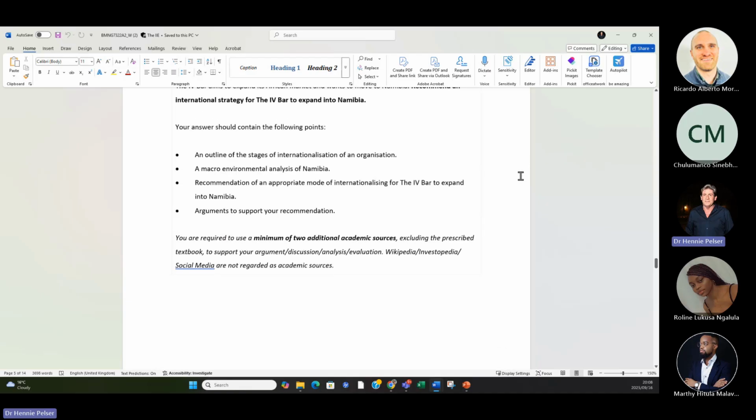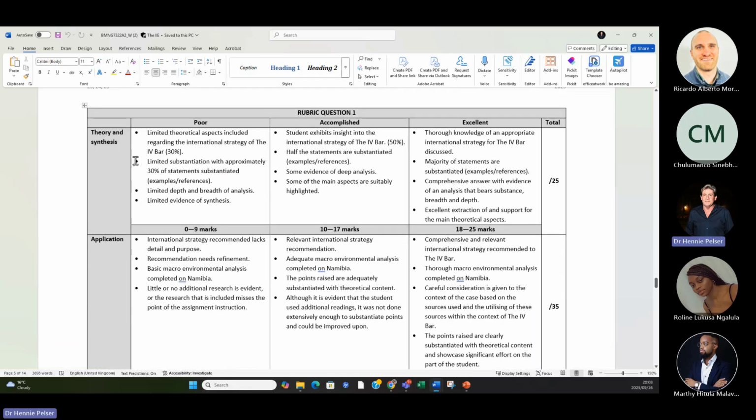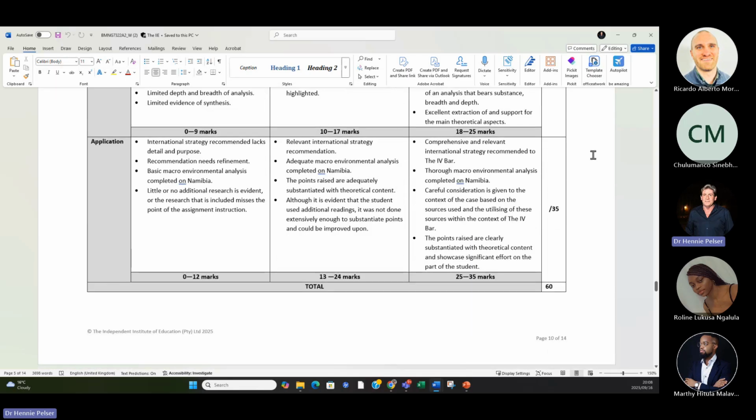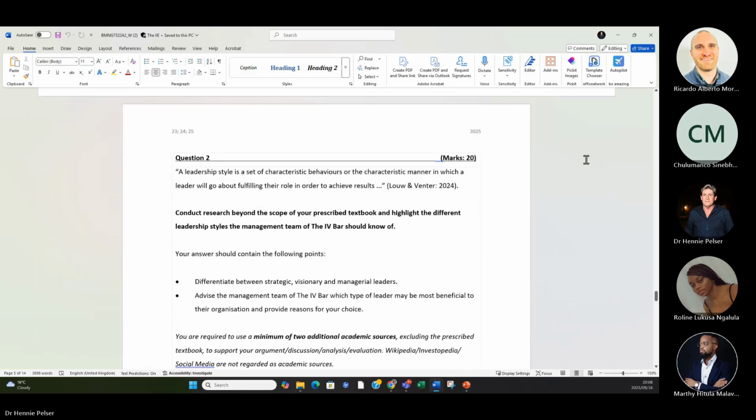Any questions on that one? Marty, does that give you more of a sense of where the marks are? I can see the marks are there. I think a chunk of the marks will be in the analysis, okay? The pestle analysis.